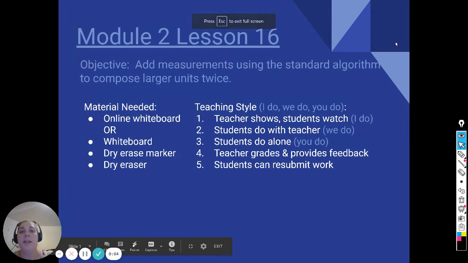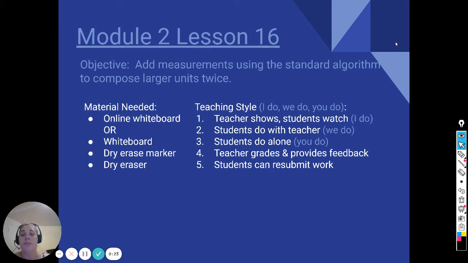Today we're going to be doing Module 2, Lesson 16. The objective of today's lesson is to add measurements using the standard algorithm to compose larger units twice. Yesterday we were only composing larger units once. Now we're going to see what it looks like when we have to do it 2 times in one problem.